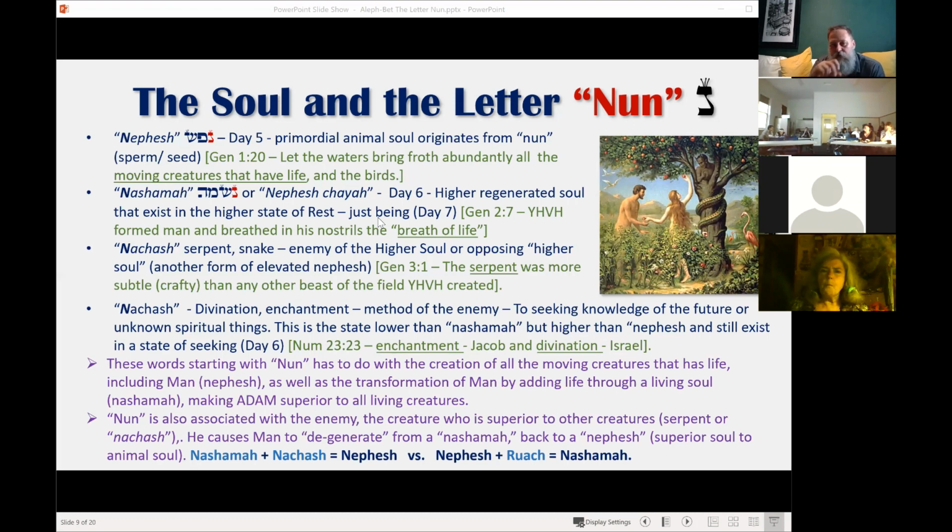Yet again, we see the context of the mem, or water, and that it's connected to all living creatures, which includes man, but it's in the context of day 5. We all know that animals and men are created on day 6, but the foundation of the soul is laid within day 5, which is very significant. And that's explained in the next 2 words.